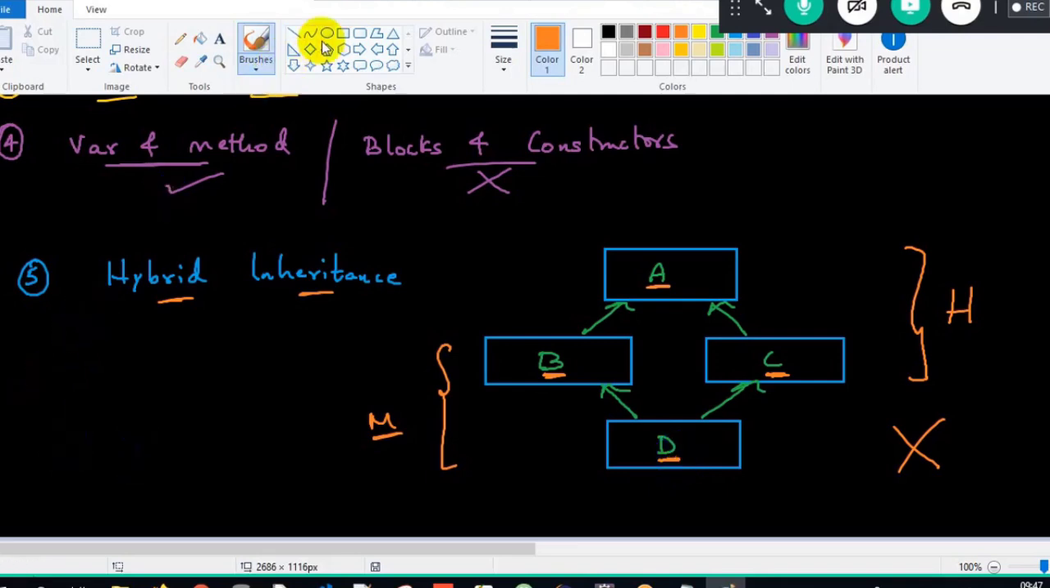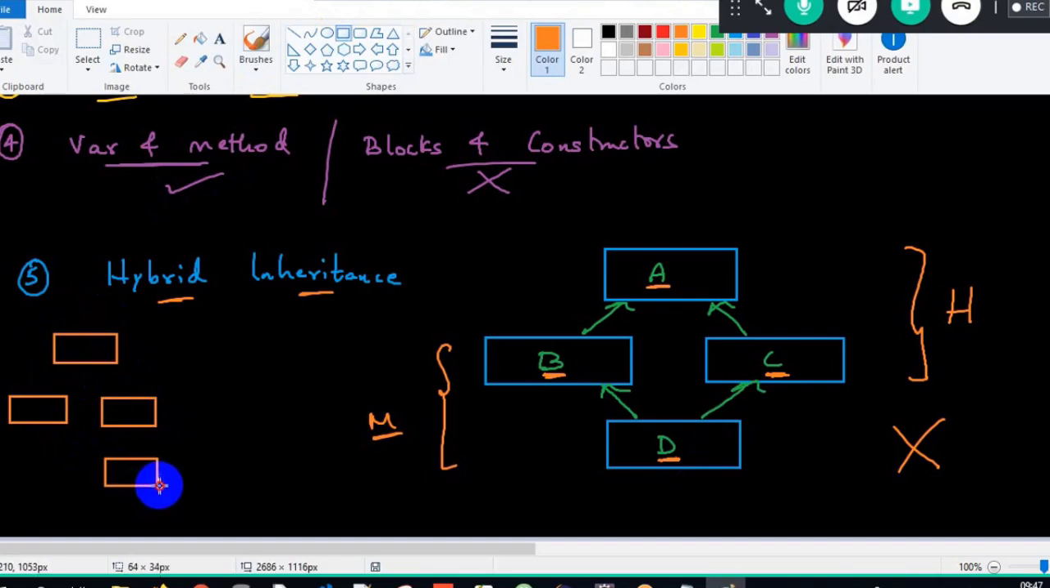For example, look at this hierarchy here. This might be easily possible. See, I'll have this hierarchy. So this will be easily possible. If you closely observe, this is A, B, C, D. What type of inheritance is this? Again, this is hybrid inheritance.